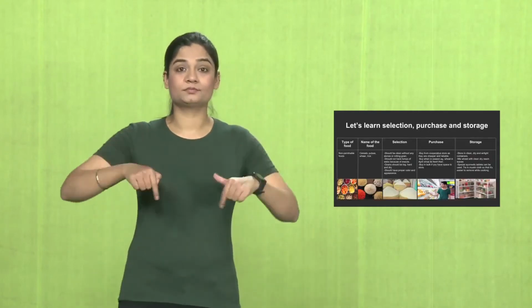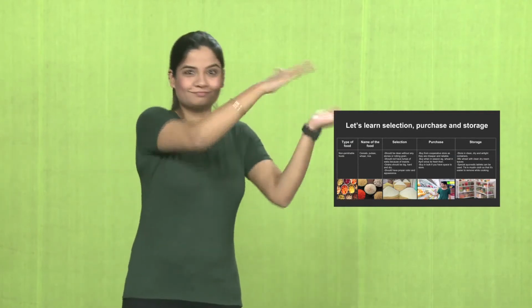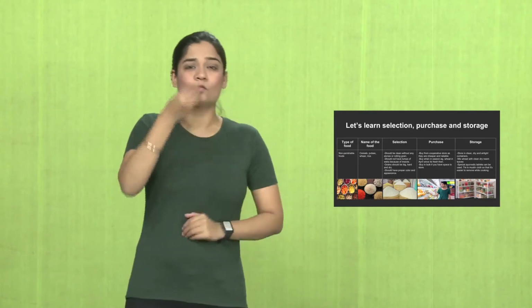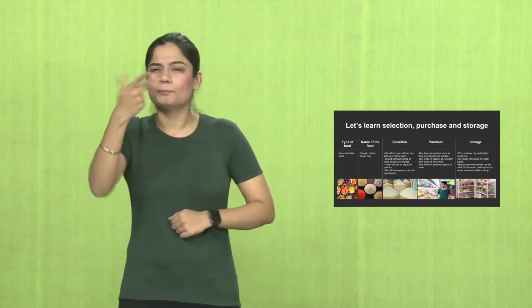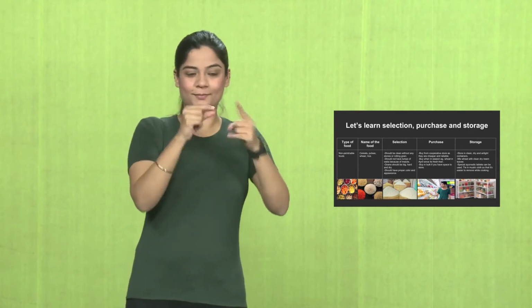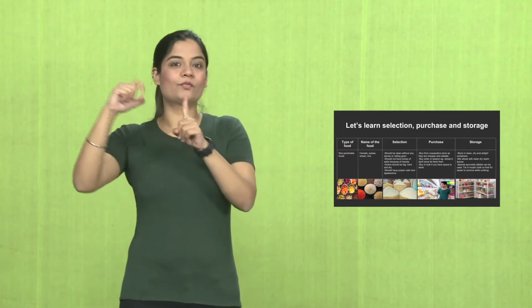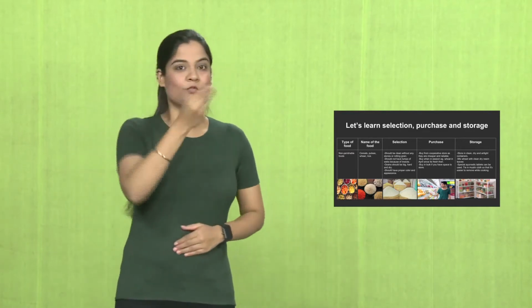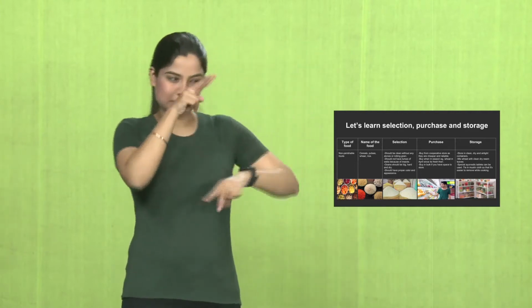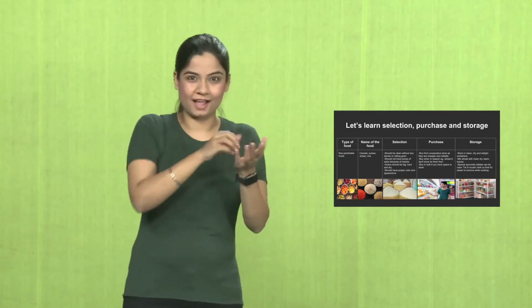So let's learn the selection, purchase and storage of food. The first type is non-perishable foods, that take a long time to go bad, that don't go bad for a very long time. Remember the word? So let's discuss the names of the foods. We have to remember the selection process, be it of pulses, wheat and rice.